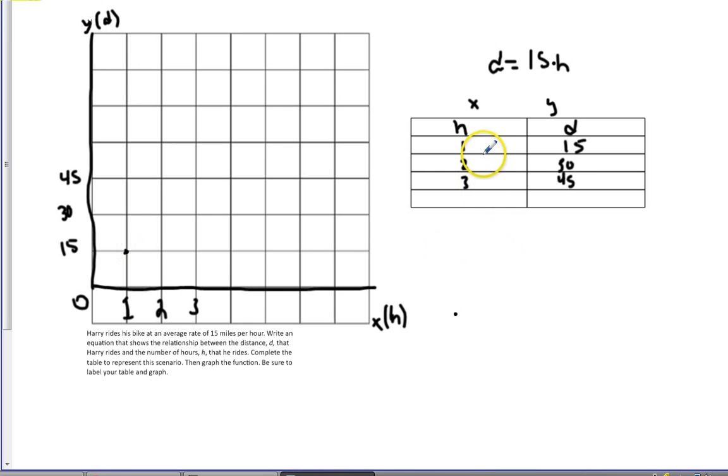I go back to my graph, 2 and 50. Excuse me, 2 and 30. I can't even read my own writing. 2 and 30. And 3 and 45. And I know that I did this right because remember, 0, 0 would be here, and then we haven't even started yet. And here's my semi-straight line. So again, the graph matches the equation, which matches the table.